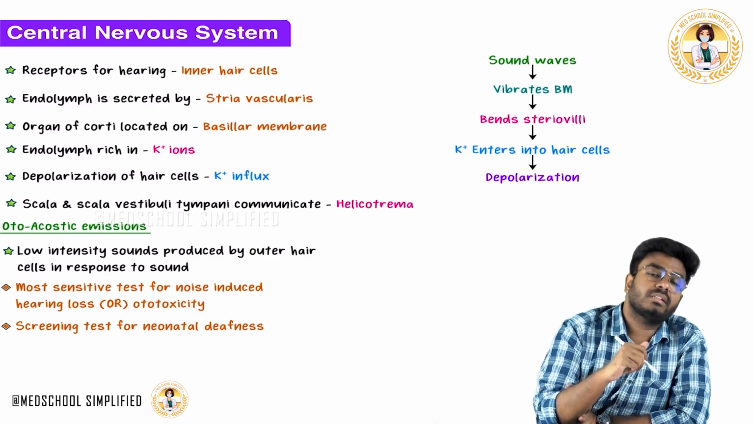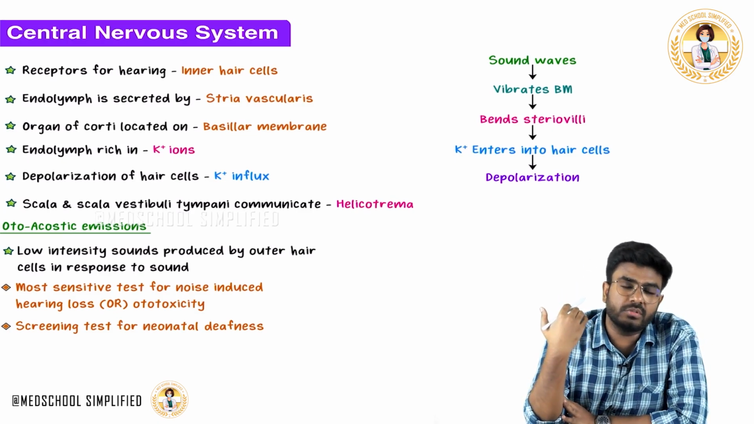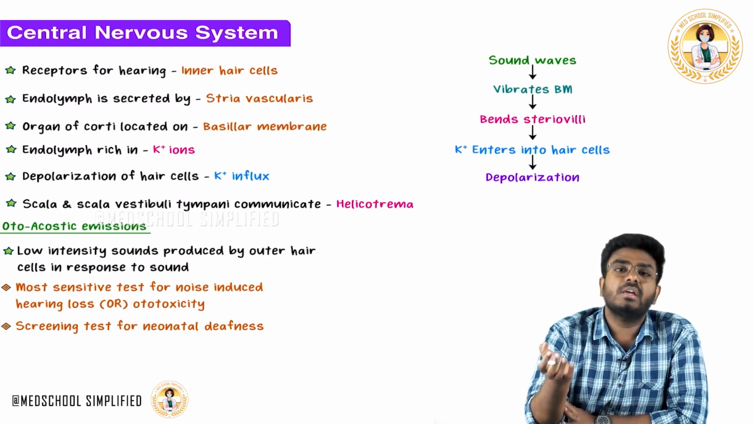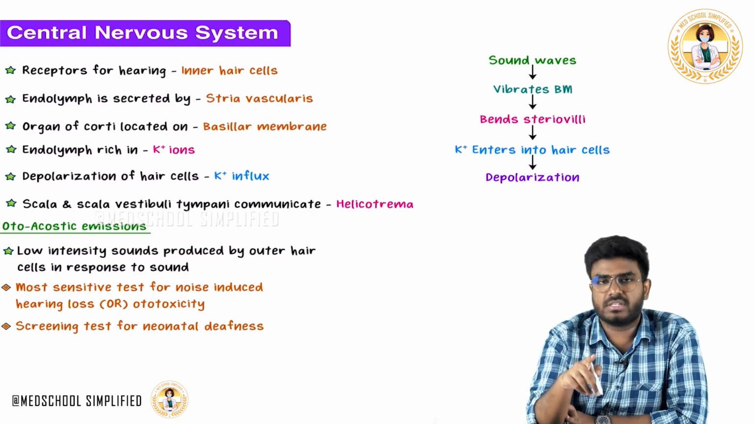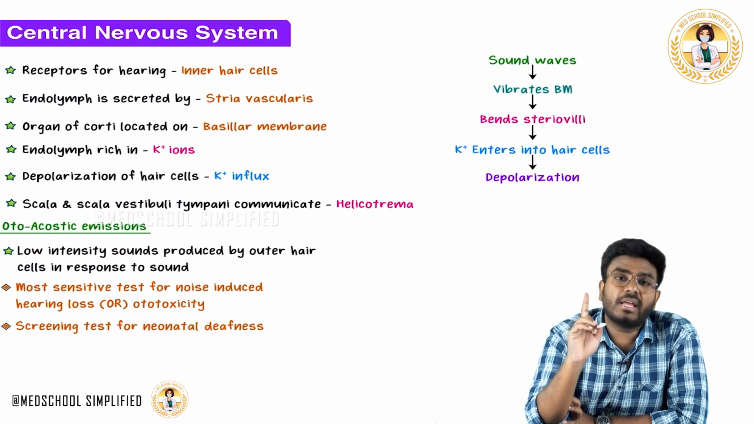So these are the inner hair cells, very, very important. In most of the body tissues, depolarization is either because of sodium influx or calcium influx. Sodium will cause the depolarization, or the entry of calcium will cause the depolarization. But here in the ear, in the inner hair cells, it's the potassium influx which is responsible for the depolarization.